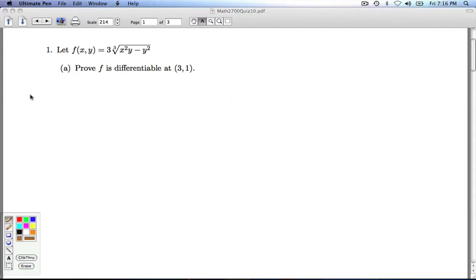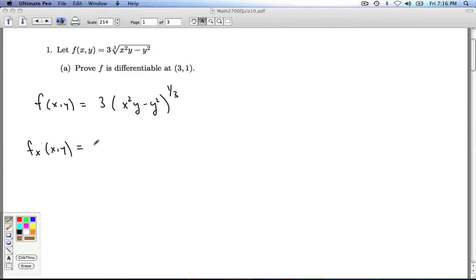let's look at fx and fy. Before we start taking derivatives, let's rewrite this in a more derivative friendly format. We've got 3 times the quantity x squared y minus y squared to the 1/3 power. So I take the derivative with respect to x, fx, xy.